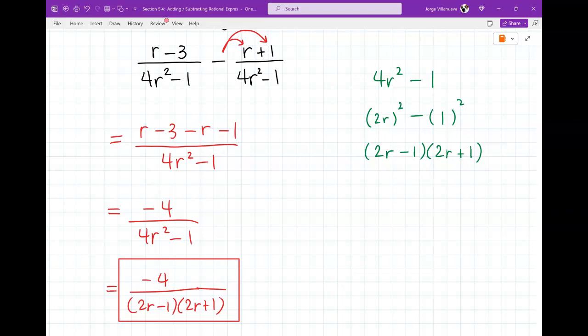So here's what your homework is. Basically just like terms, combining stuff together, and that's it.